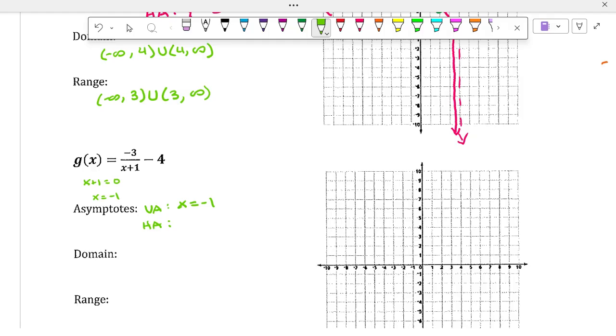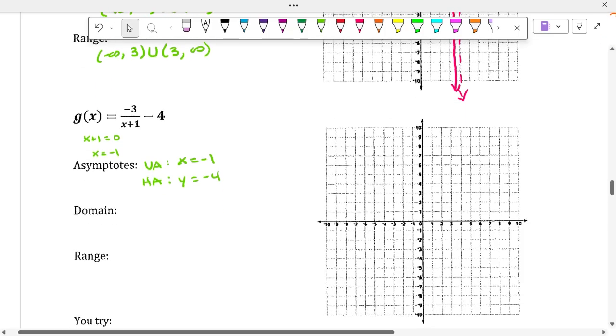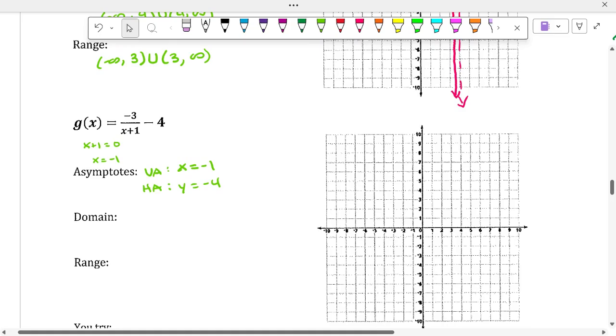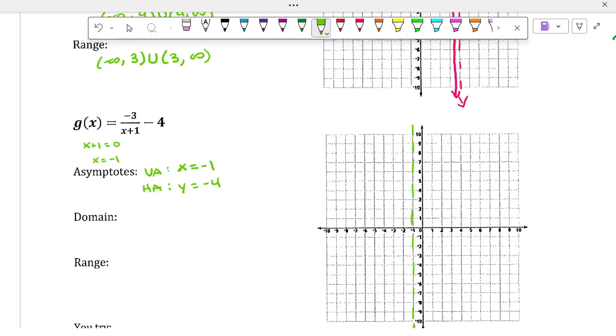What's always your horizontal asymptote? K. What's my K value? Negative 4. So if I graph the asymptotes only, I have a vertical line at negative 1, horizontal line at negative 4.